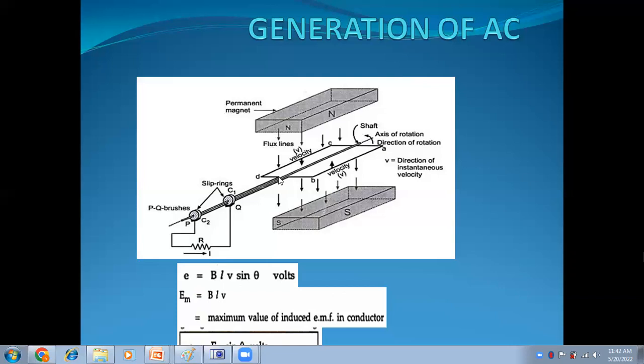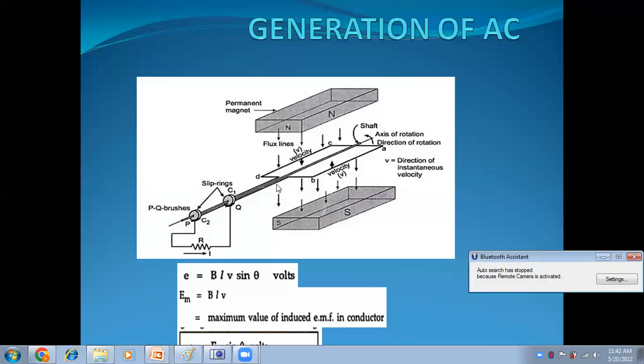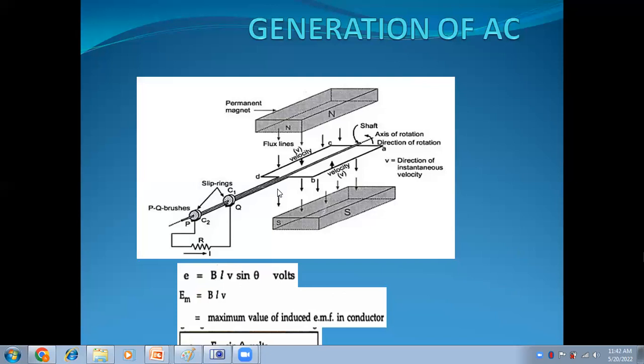Now the generators which make a purely sinusoidal alternating voltage are called alternators, and this figure shows the principle of an alternator. The basic principle of AC generation is electromagnetic induction. The sine wave is generated according to Faraday's law of electromagnetic induction.